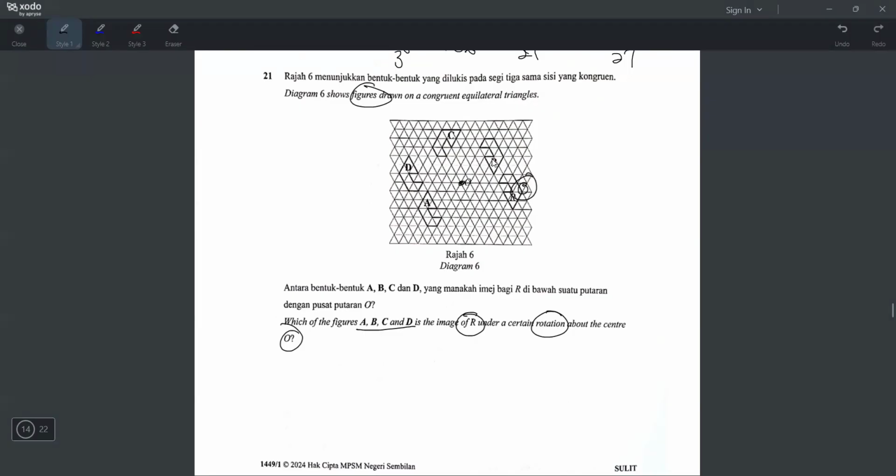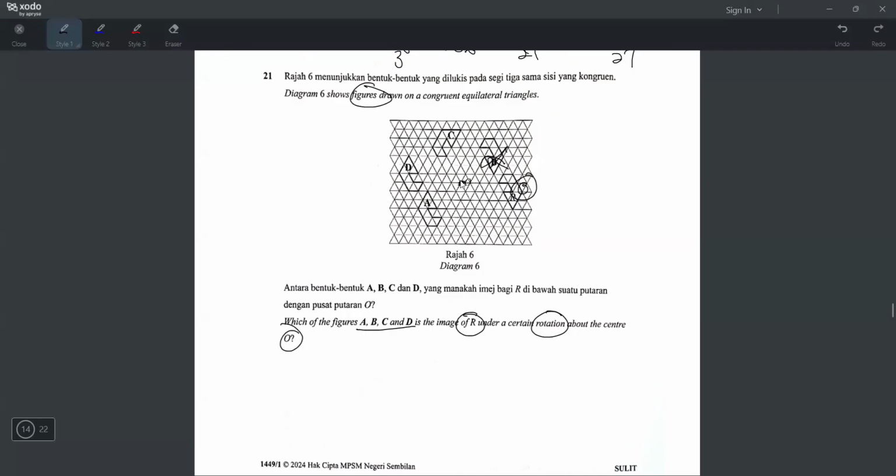Okay, I know it's not B, confirmed, because B is like a translation, right? You see, because R is like this, and B is like this. There is no rotation at all. You didn't even rotate. You just drag it up here, right? So this is actually a translation. It's an image of translation, not rotation. So B is wrong.